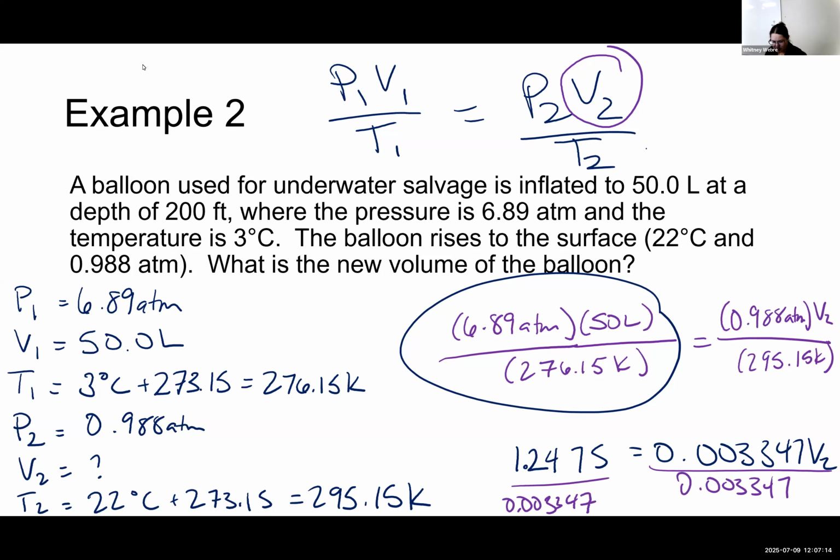And I got 372.67. So I'm just gonna round that to 373. Do that up here.